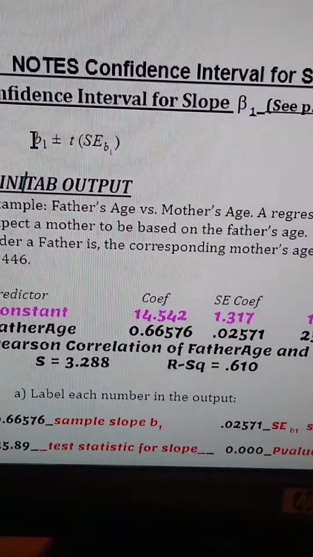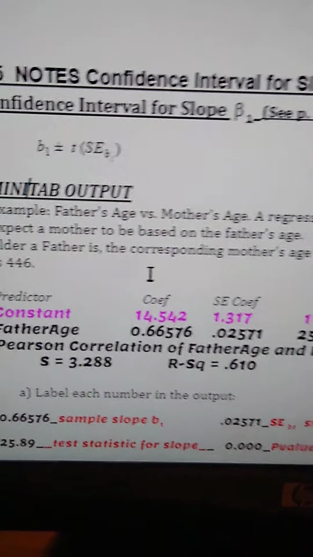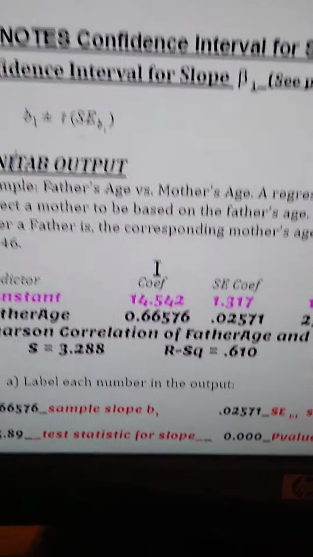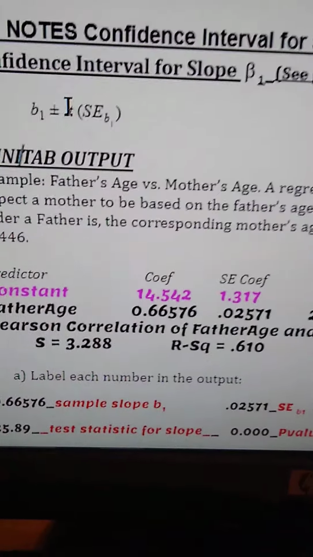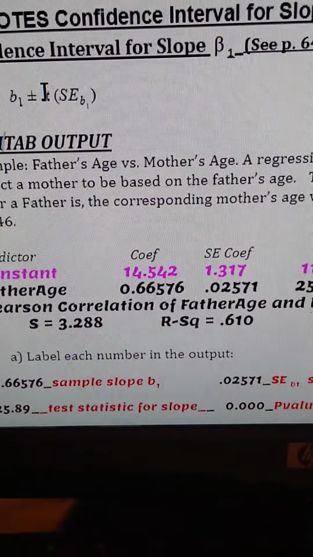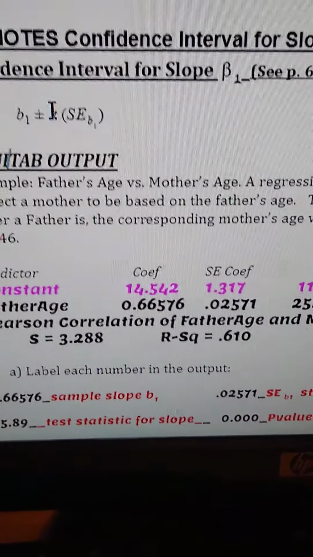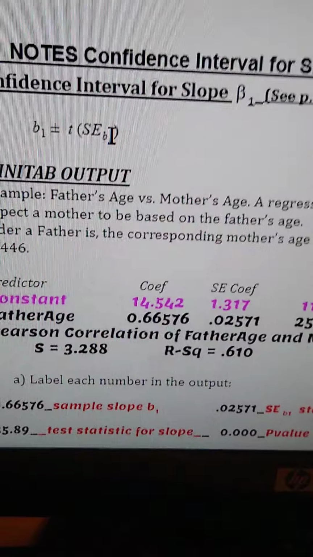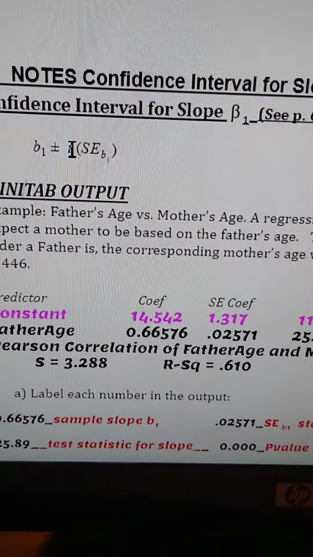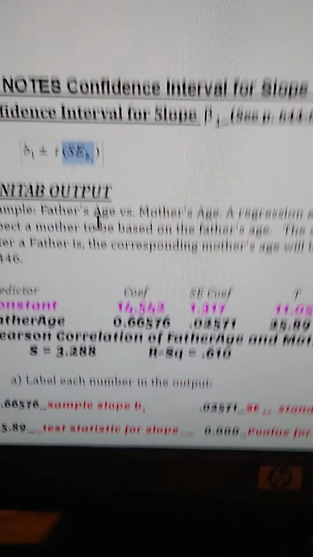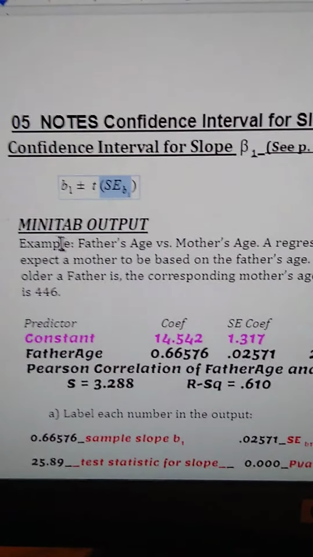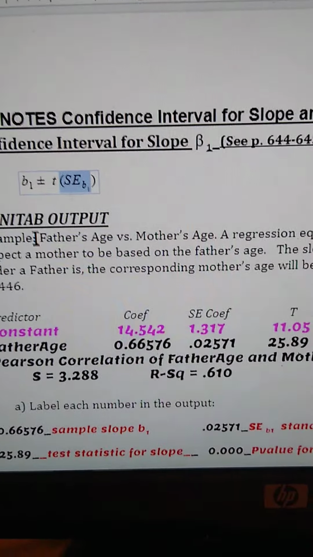We take our point estimate, which is the sample slope, and we do plus or minus the t-score, which again, if the sample size is large enough, will be the same as z, and multiply by the standard error for the sample slope. And again, this particular number is going to be given to us in some form or fashion. Let's start with the Minitab output.